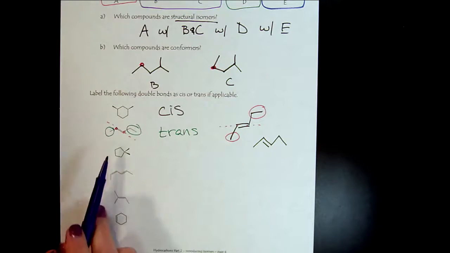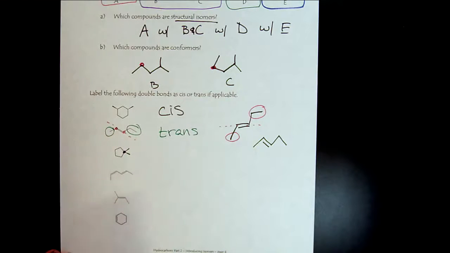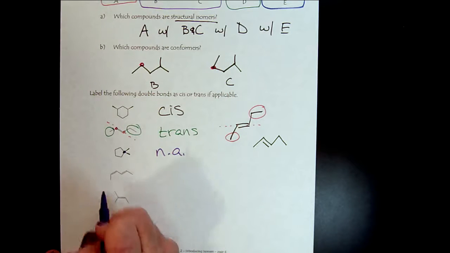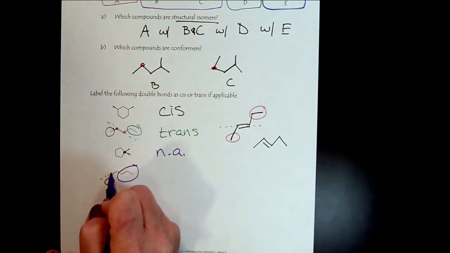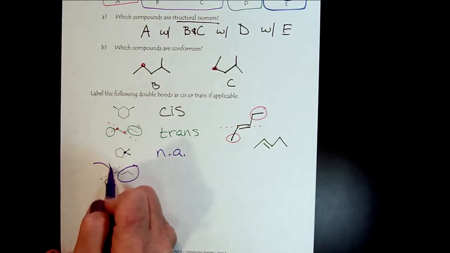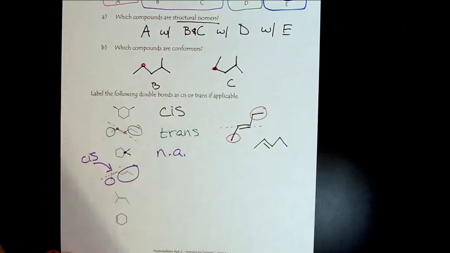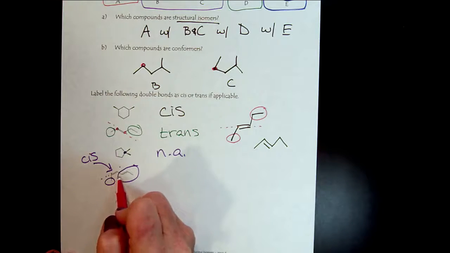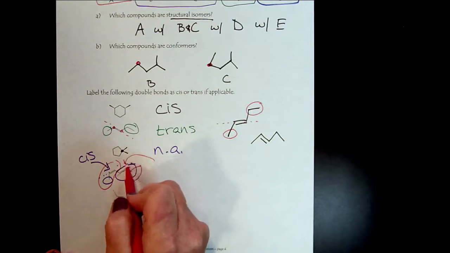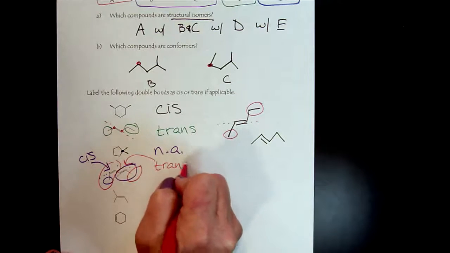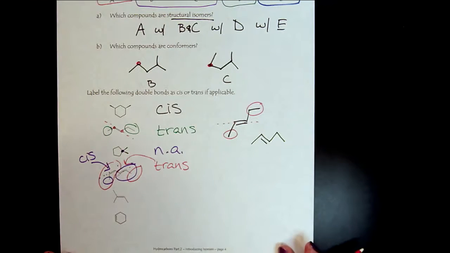All right, how about here? Right? There are 2 substitutions, but notice they're coming off of the same carbon. So this is not applicable. There is no cis trans here. This one's pretty tricky, right? So we have this group and this group on the same side. So this double bond would be cis. But now if we look at the second double bond, they're across. So we have one cis double bond and one trans double bond. That's about as tricky as we'll get.